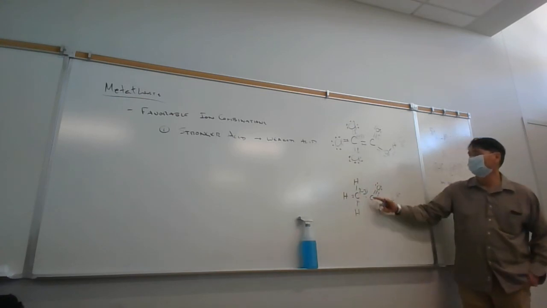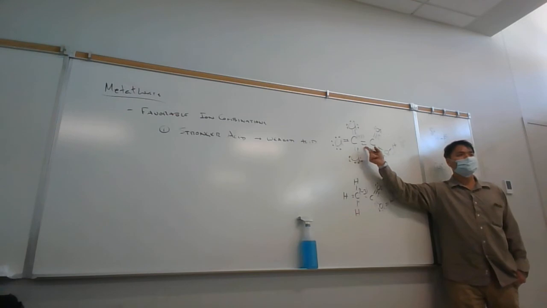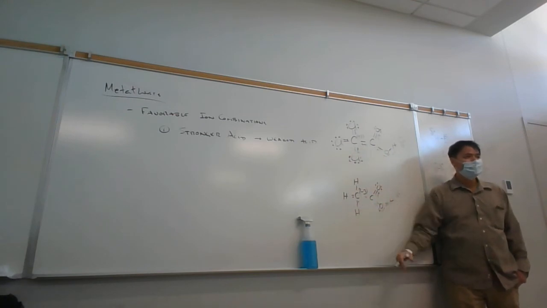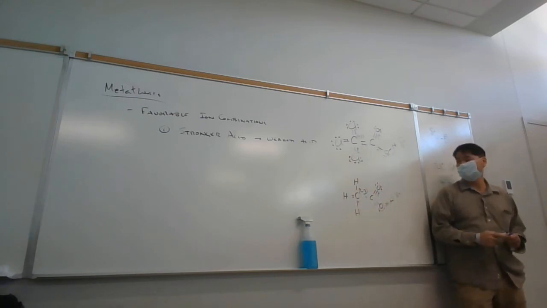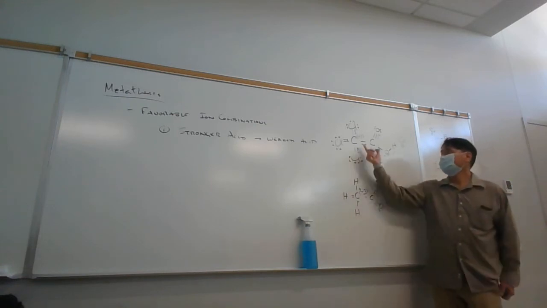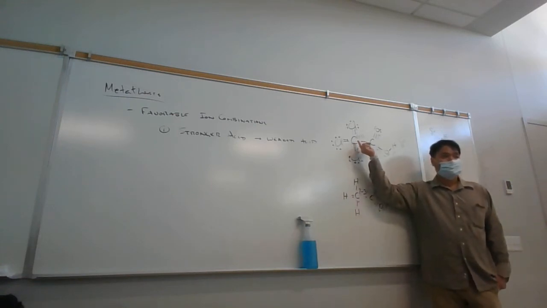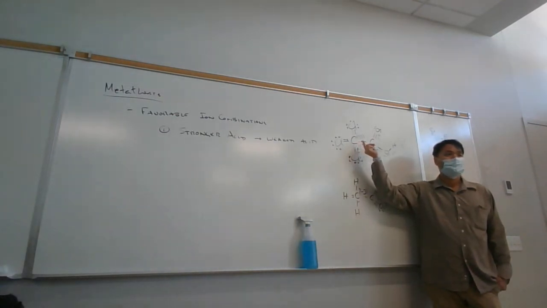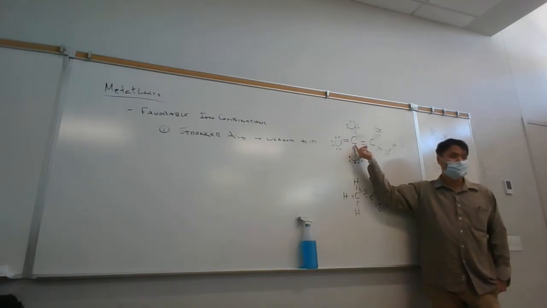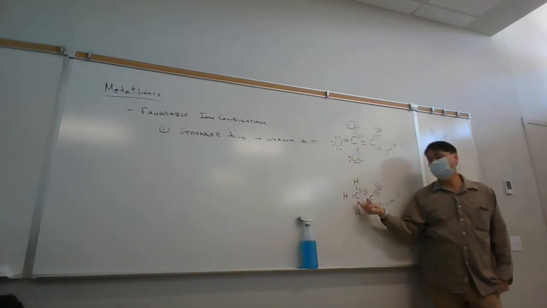So compare these two carbons. One carbon is +3, the other carbon is -3. Which one is electron rich? Which one is electron poor? This one's electron poor. It's missing 3 electrons. This one's electron rich. It has 3 extra electrons.